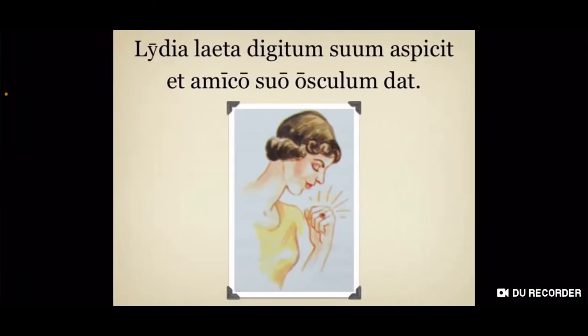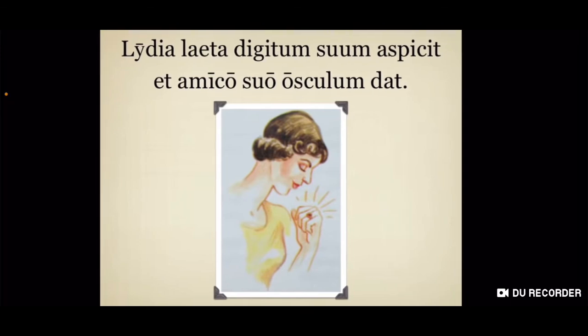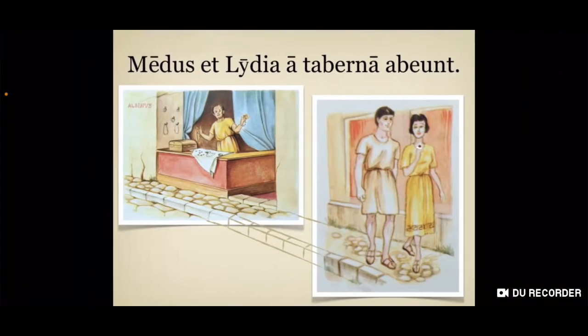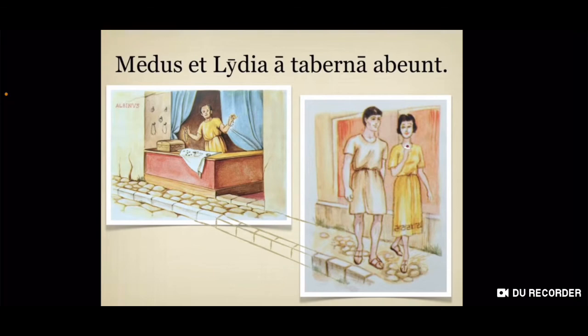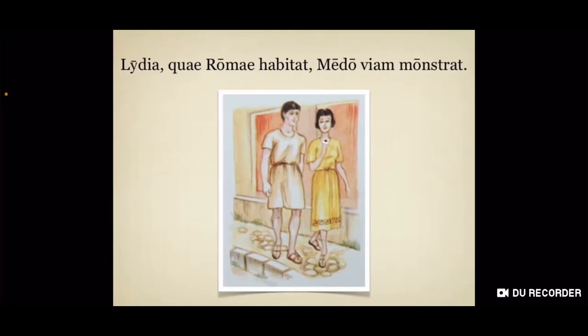Lydia laeta digitum suum aspicit, et amico suo osculum dat. A happy Lydia looks at her finger and gives a kiss to her boyfriend. Medus et Lydia a taberna abeunt. Medus and Lydia leave away from the shop. Lydia, quae Romae habitat, Medo viam monstrat. Lydia, who lives in Rome, shows Medus the way.